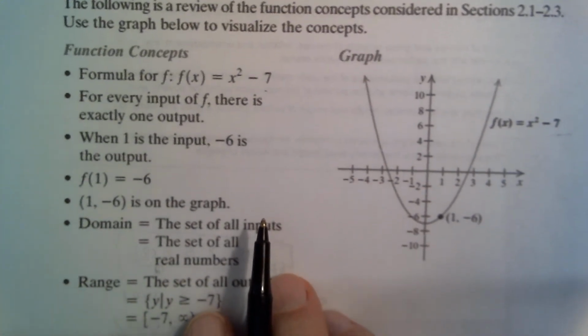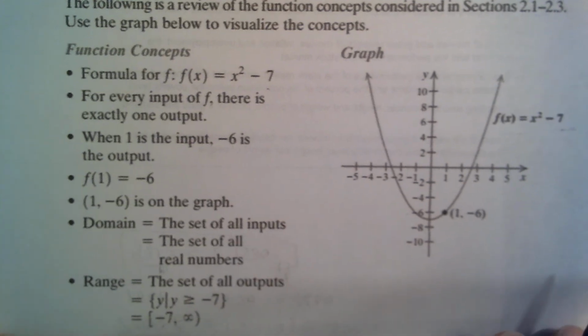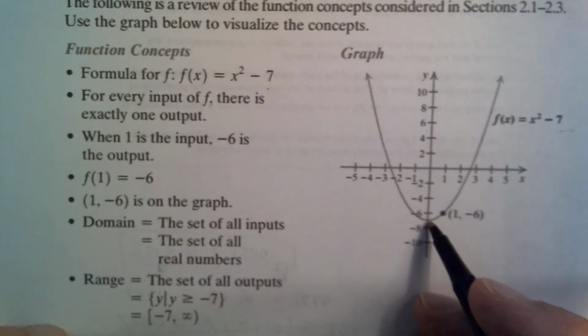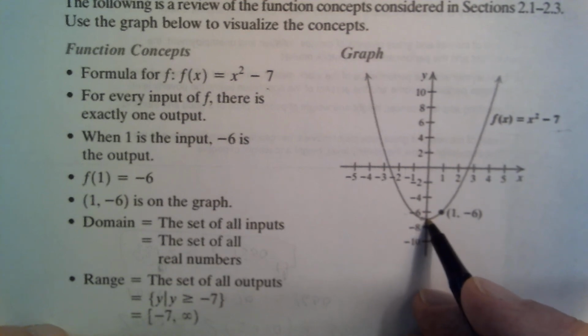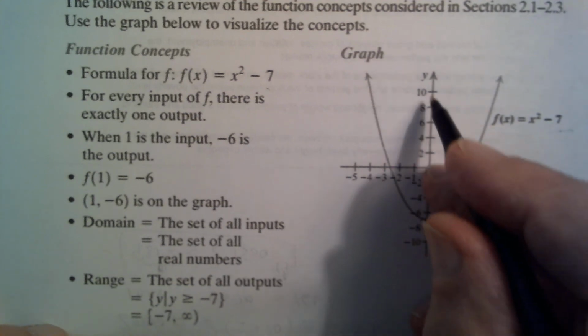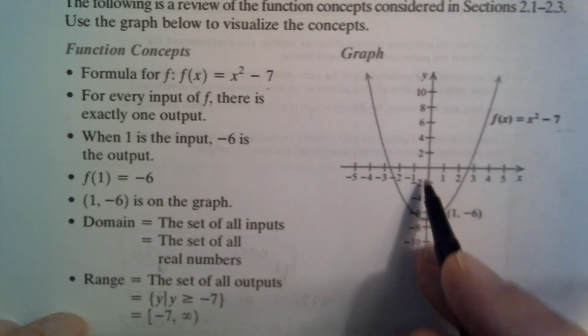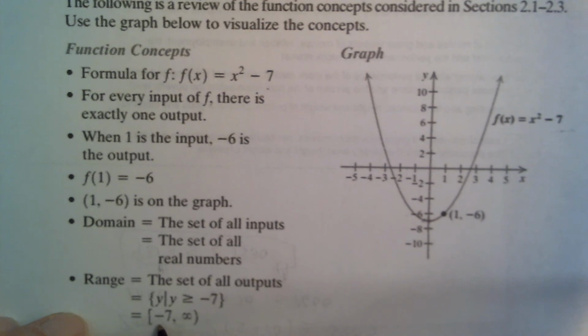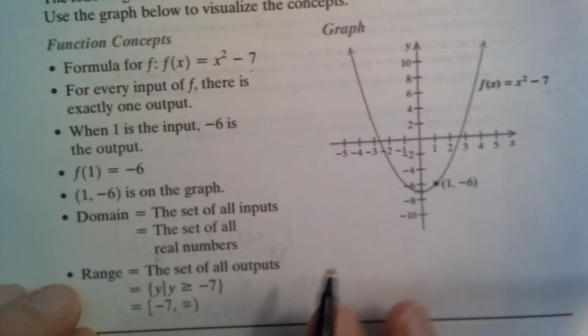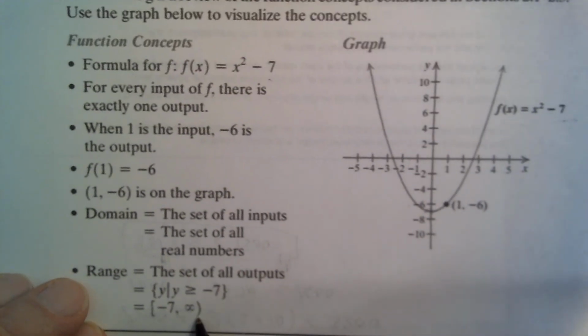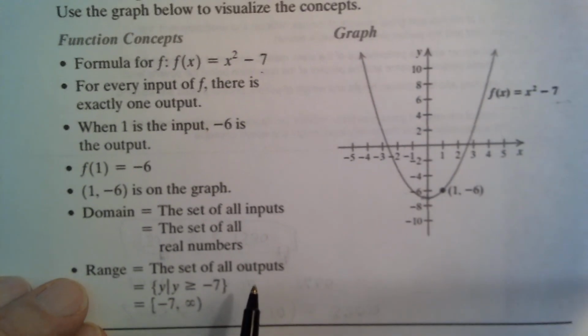And the range, that's the set of corresponding y values, and it starts at minus 7, and then it grows without bound. So we can say the range is the set of all outputs, the set of y, such that y is greater than or equal to negative 7, or in interval notation, minus 7 with a bracket, comma, infinity with a parenthesis. As you know, infinity always gets a parenthesis.